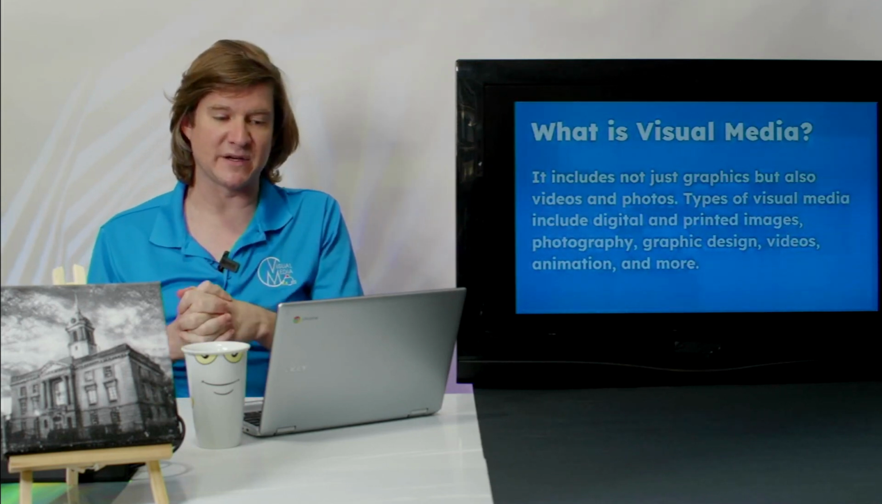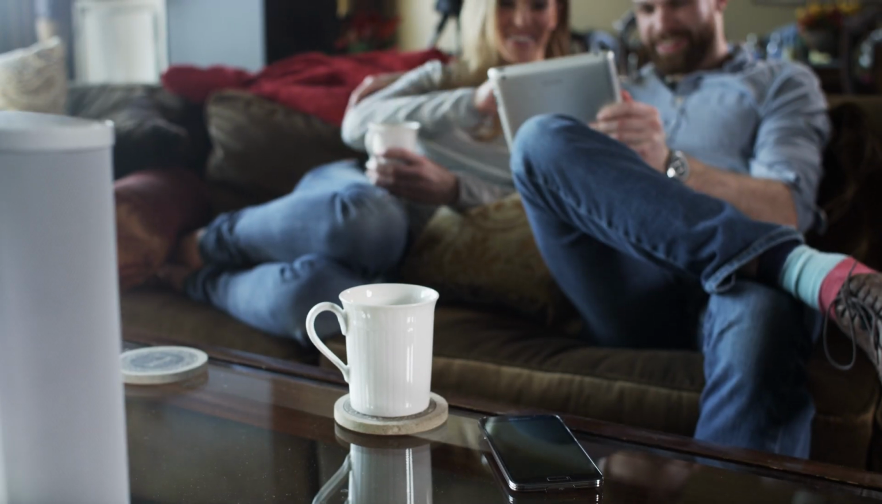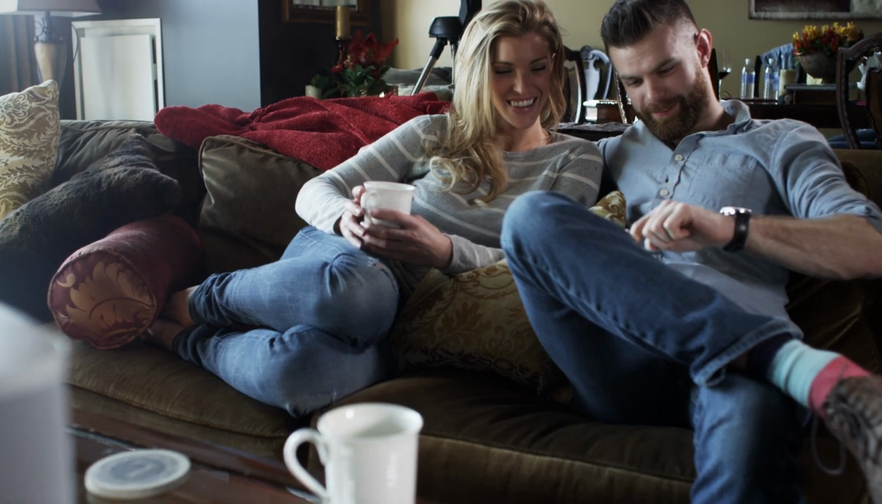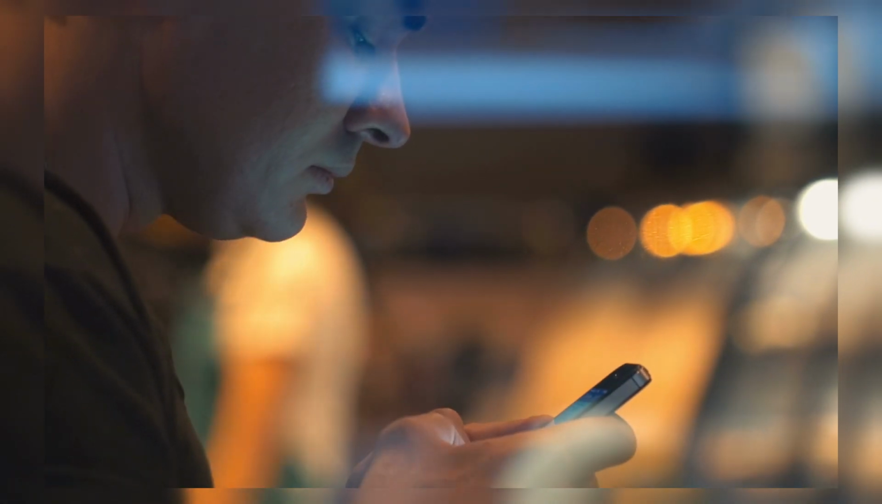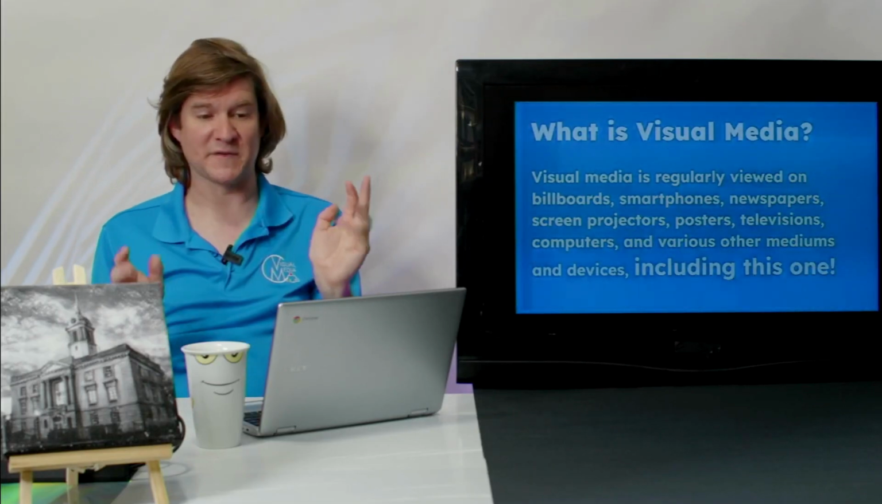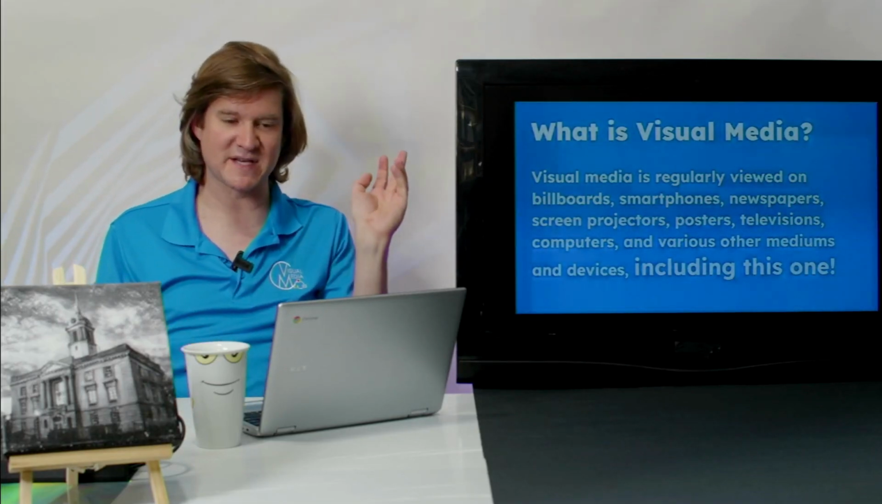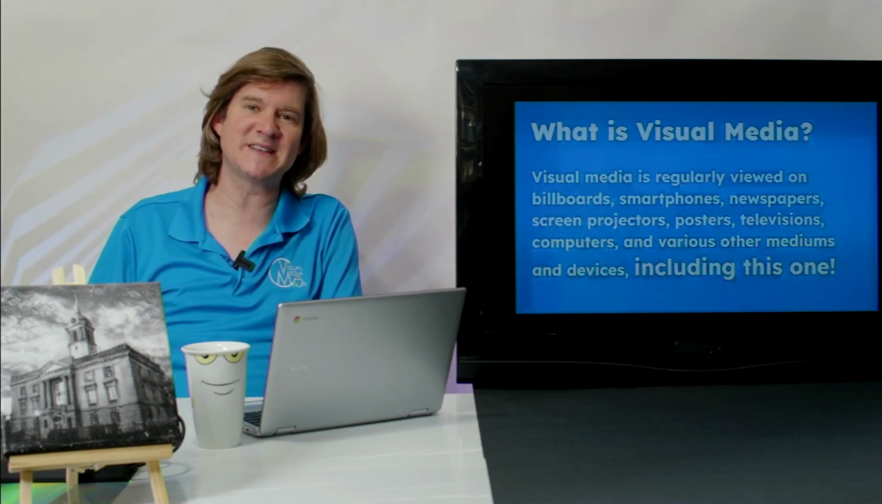Types of visual media include digital or printed images, photography, graphic design, videos, animation, and more. You work with, watch, deal with visual media every day. It's one of those things that you are constantly coming across and encountering. You cannot escape it. Visual media is regularly viewed on billboards, smartphones, newspapers, screen projectors, televisions, posters, computers, various other mediums, devices, including this one.